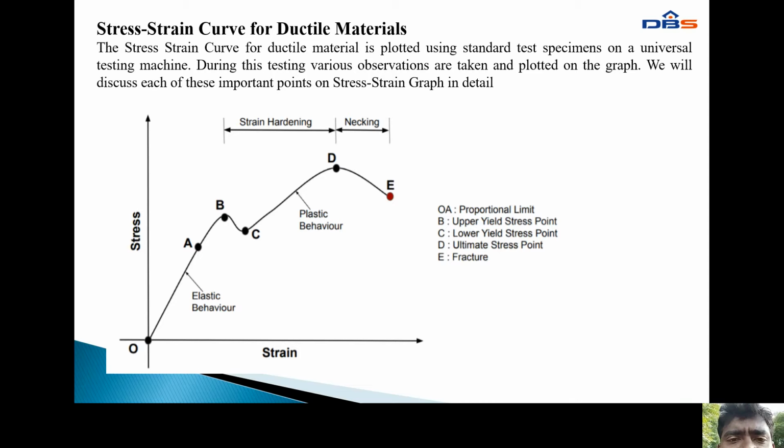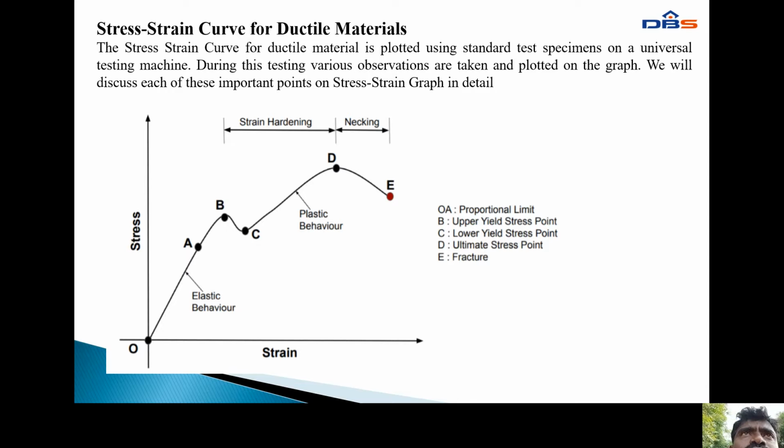Now, the stress-strain curve. The stress-strain curve for a ductile material is plotted using standard test specimens on a universal testing machine. During this testing, various observations are taken and plotted on the graph. We will discuss each of these important points on the stress-strain graph in detail. As shown in the figure, first, O to A.